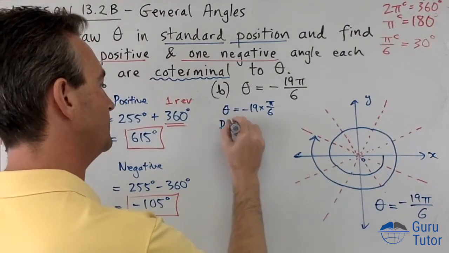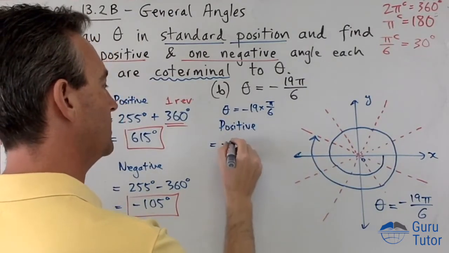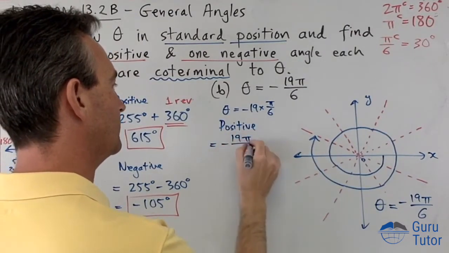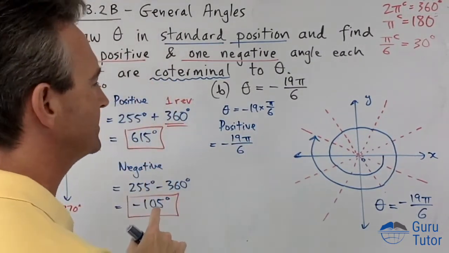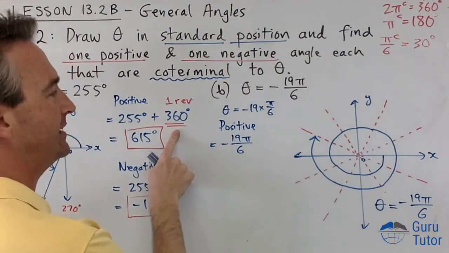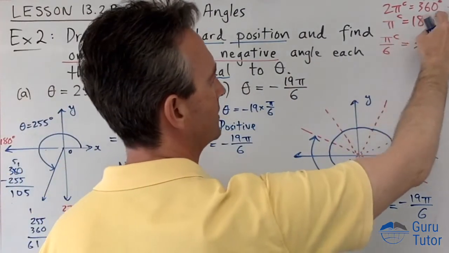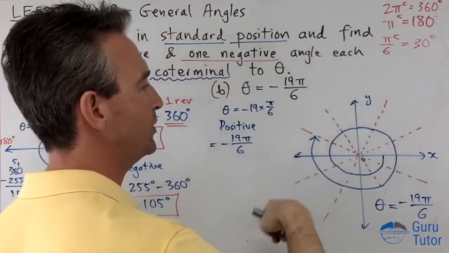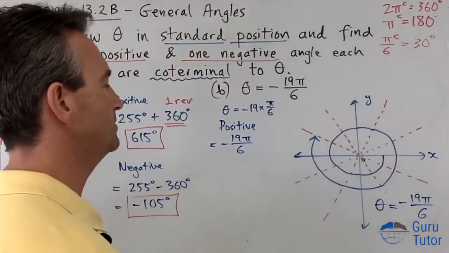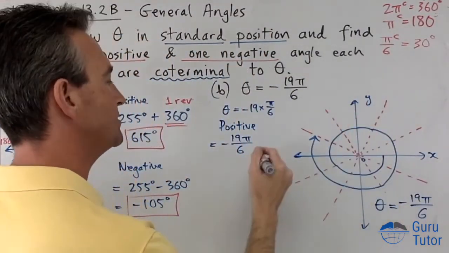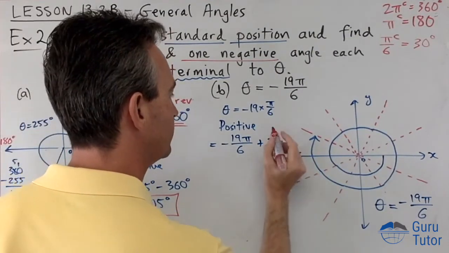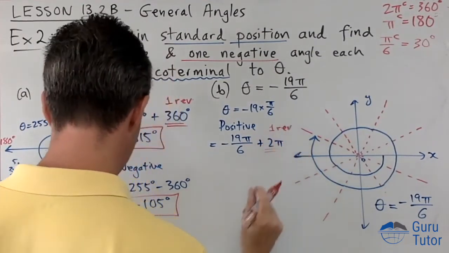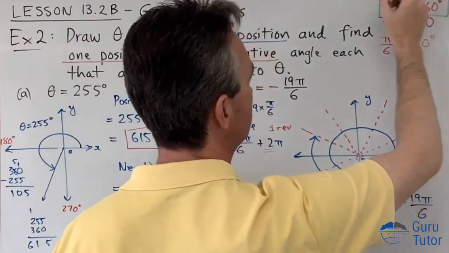So to find the positive one, let's do, okay, so we've got minus 19 pi on 6. And we're going to add 360, but we're thinking in radians. What's 360 in radians? 2 pi. So here, when we're thinking radians, we go back and forth in multiples of 2 pi. So we want this to go positive. Let's add 360. There we go. So in radians, that's what 1 revolution is. That's a pretty important one. Remember that 2 pi is 360.